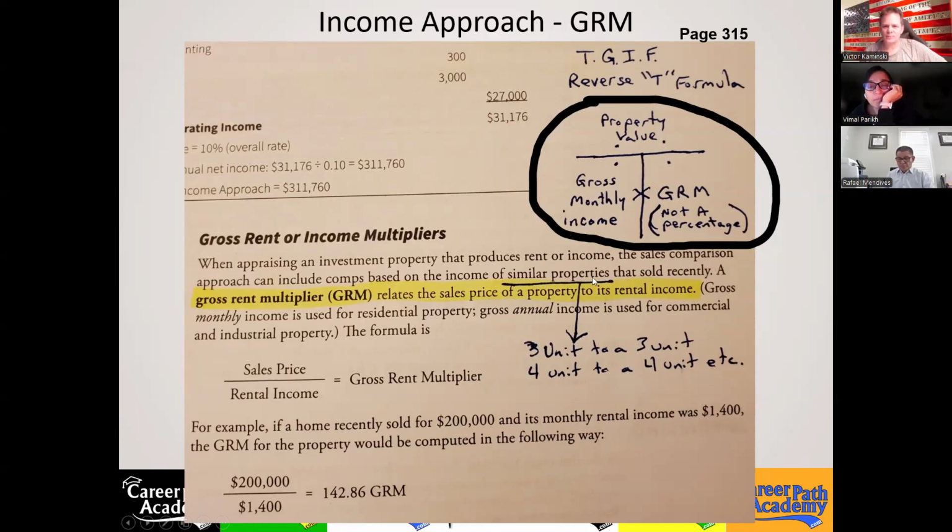Now, when they say similar properties, what does that mean? It means you compare a 3-unit building to a 3-unit, a 4-unit to a 4-unit. Okay? It will not work by comparing a 3-unit building to a 4-unit building. It just won't work. The gross rent multiplier relates the sales price of a property to its rental income.